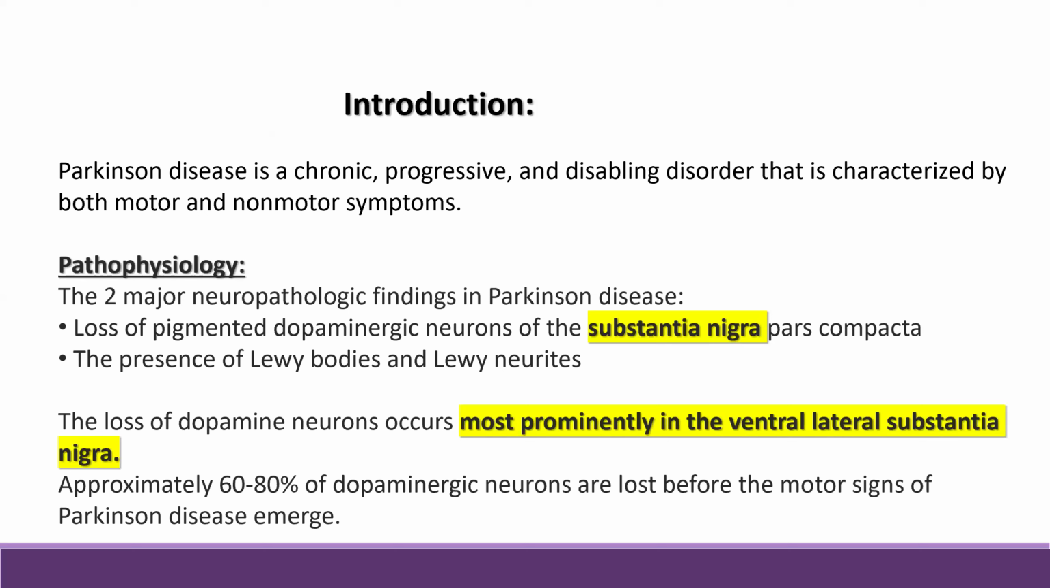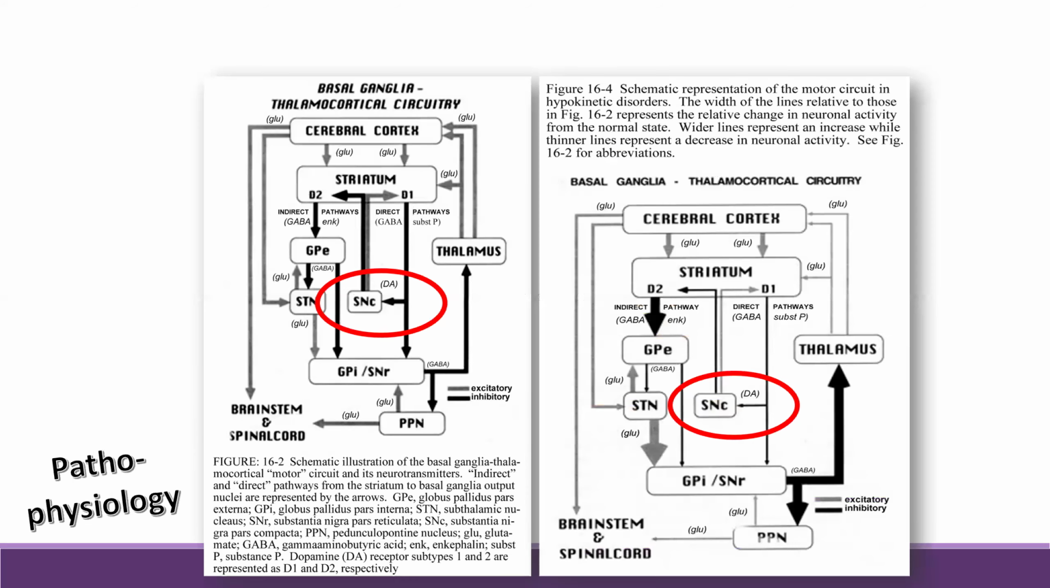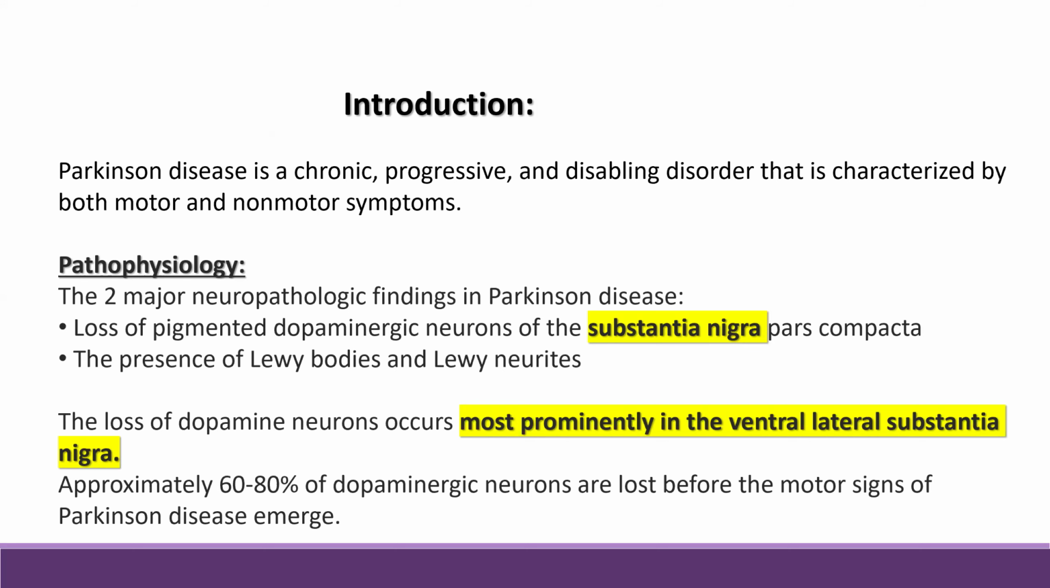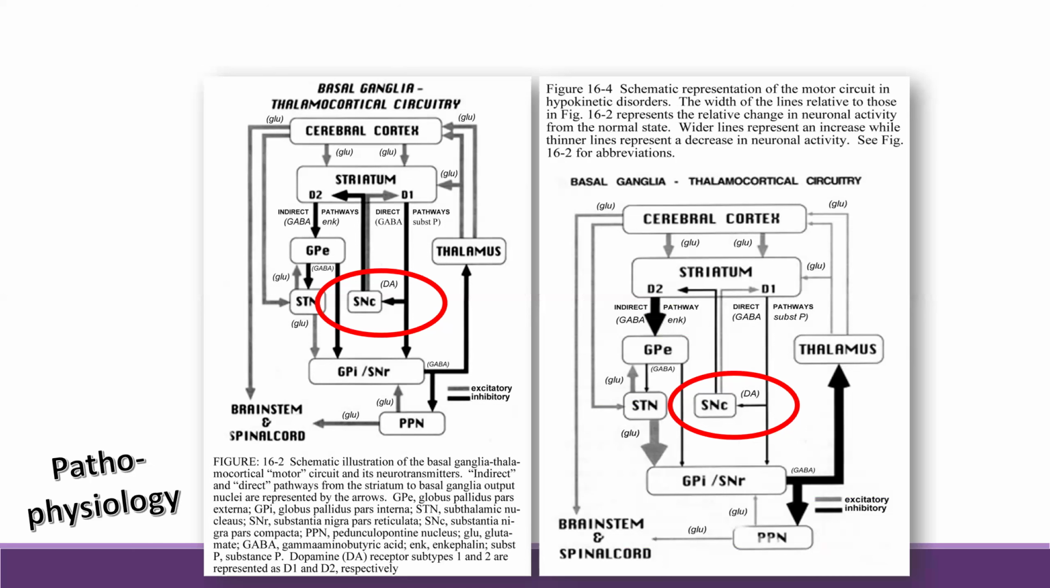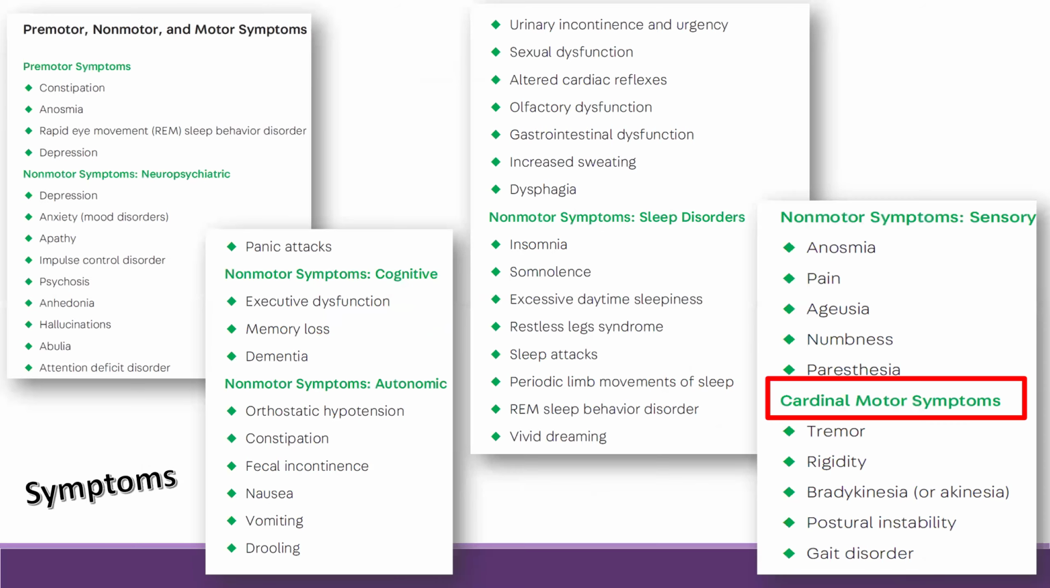The first is loss of pigmented dopaminergic neurons of the substantia nigra and the presence of Lewy bodies and Lewy neurites. So the loss of dopamine is predominantly affecting the substantia nigra, and approximately 60 to 80% of the neurons are lost before the motor signs start. So this is the very complicated basal ganglia thalamocortical circuit that causes the underlying pathophysiology of the movement disorders.